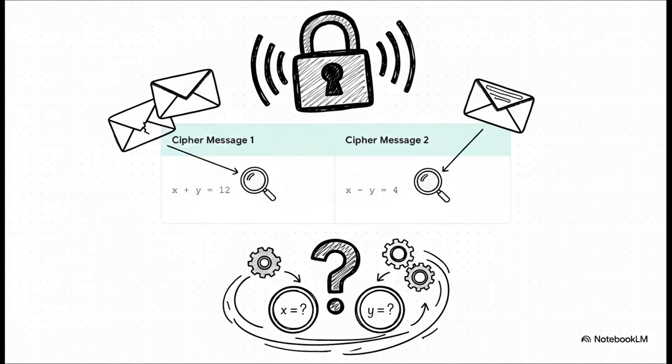Imagine we've intercepted two messages. The first one tells us that two secret numbers, we'll just call them X and Y, add up to 12. The second message tells us that the difference between them is 4. Our mission is to find the exact values of X and Y.